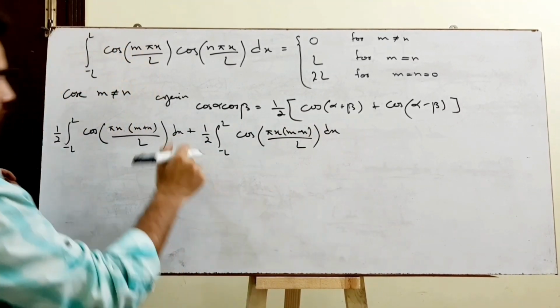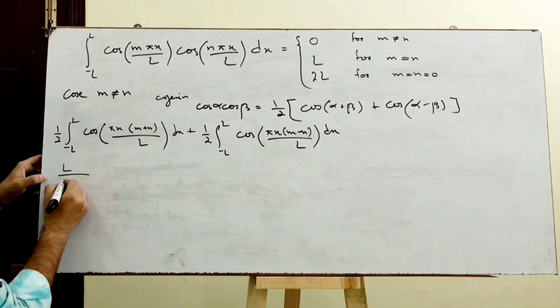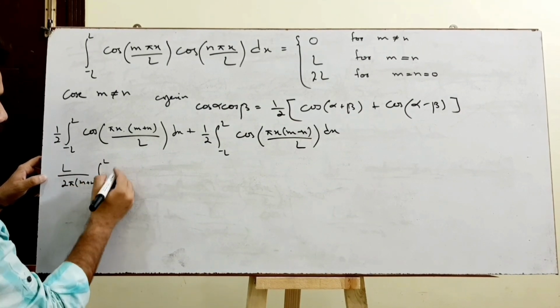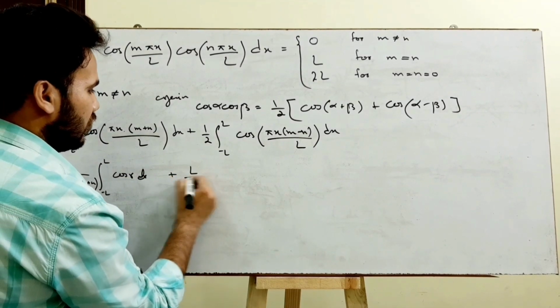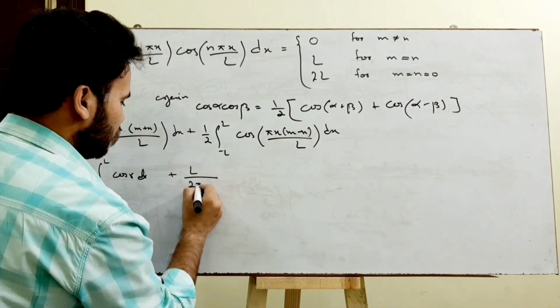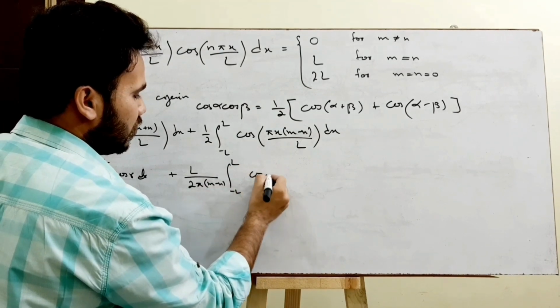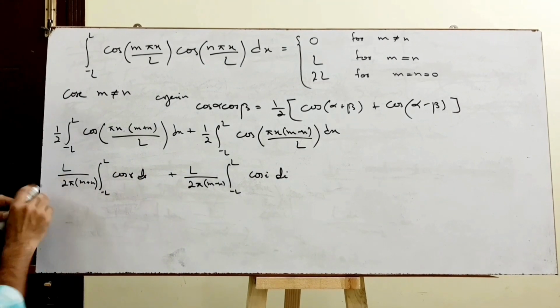dx. So again this is r and this is i. We will have L over 2 pi (m plus n) times the integral from negative L to positive L of cosine r dr, plus L over 2 pi (m minus n) times the integral from negative L to positive L of cosine i di. Now integrating, we will get the result.